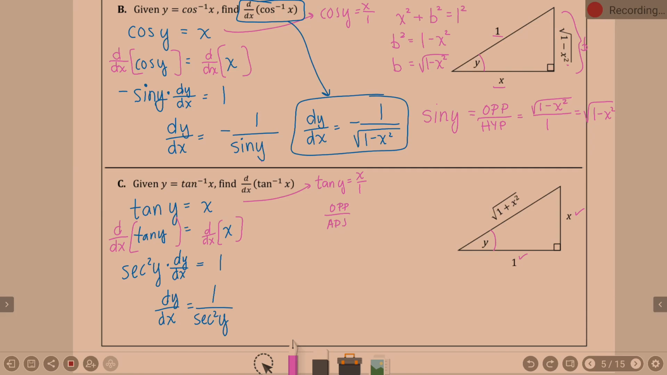So if we set up x squared plus 1 squared equals c squared, all you have to do is square root, right? C is the square root of x squared plus 1. They have it as 1 plus x squared, I guess. Okay? Convinced?